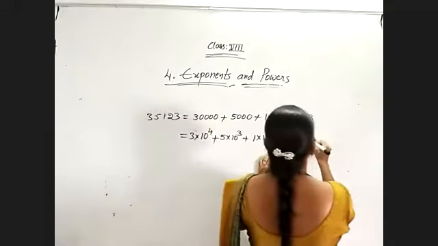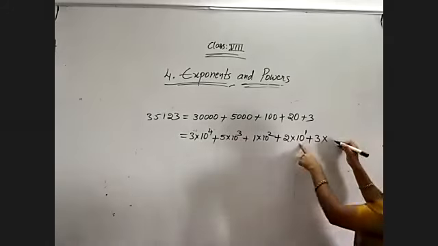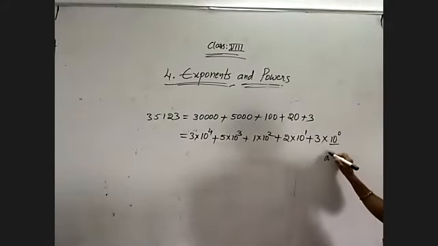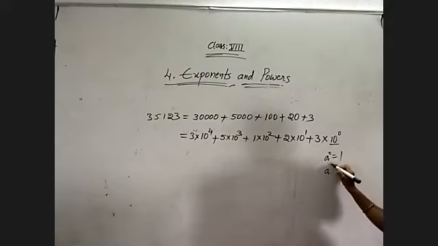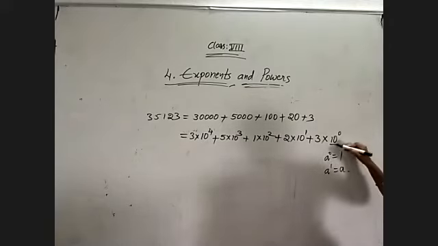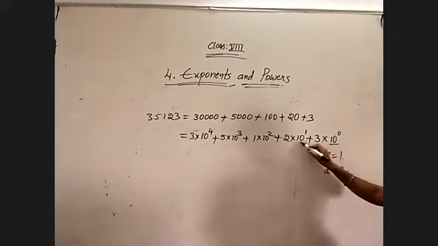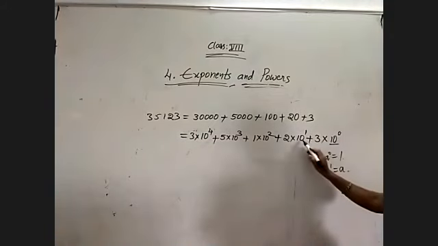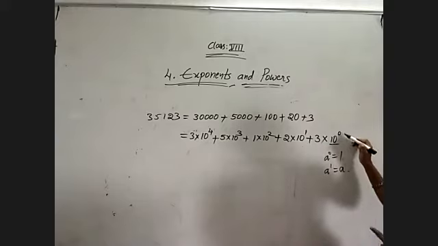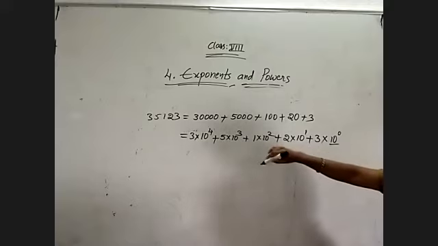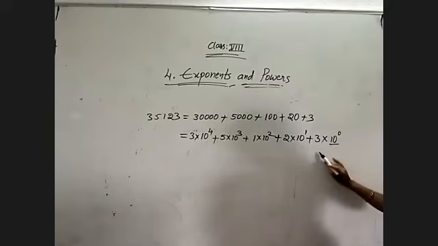Plus 3 is in the ones place, which in terms of powers of 10 is 10 power 0. Any number power 0 is equal to 1. Any number power 1 is that number itself. So 10 power 1 means 10, and 2 into 10 is 20. 3 into 10 power 0 is 1, so 3 into 1 is 3 itself. So this is about exponential form. The expanded form we are writing in exponential form.